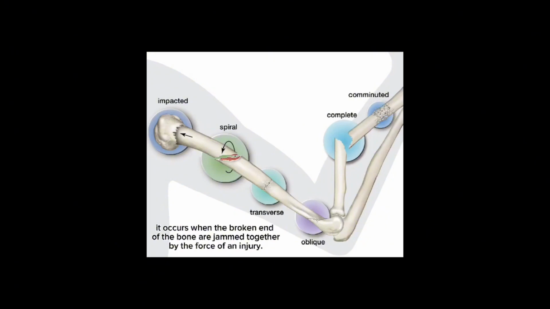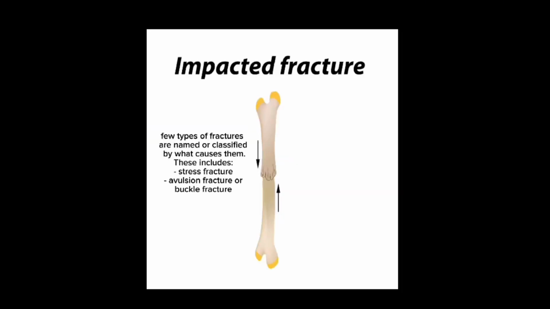A comminuted fracture is one in which the broken ends of the bone are shattered into many pieces. Fractures can also be classified by their configuration. A few types of fractures are named or classified by what causes them. This includes stress fractures, sometimes referred to as hairline fractures, and buckle fractures, sometimes referred to as torus or impacted fractures.